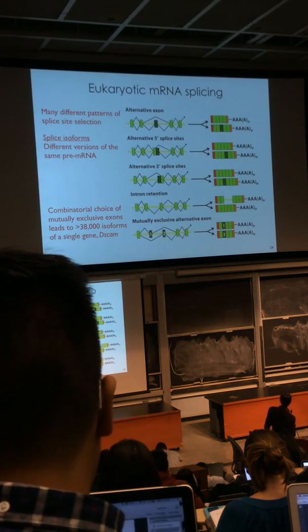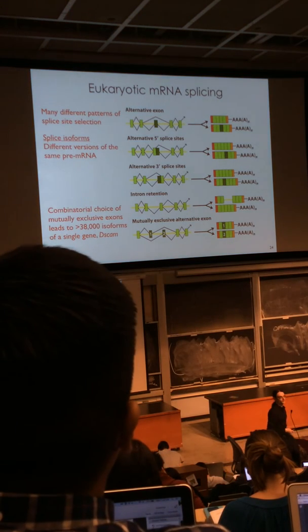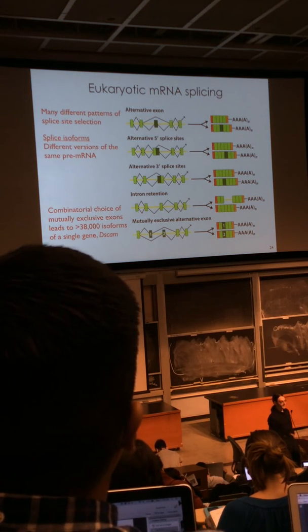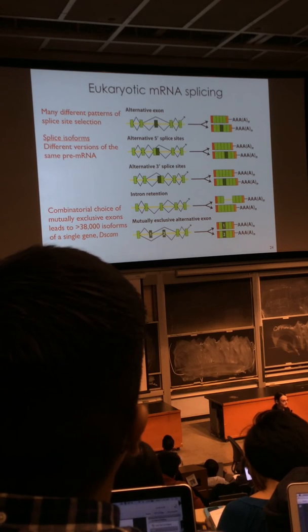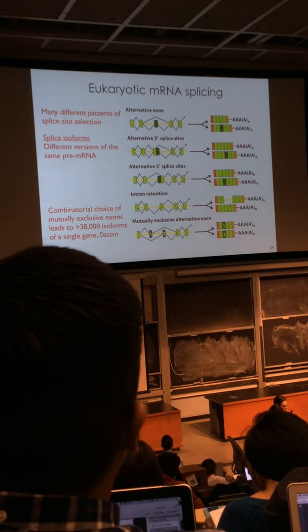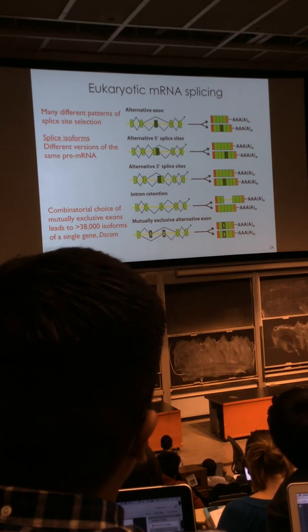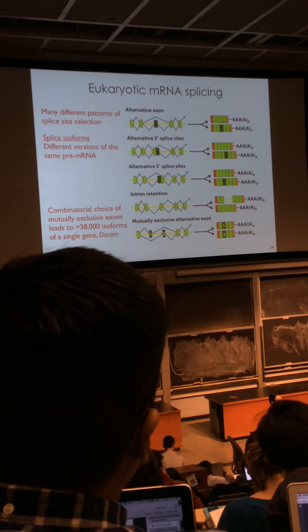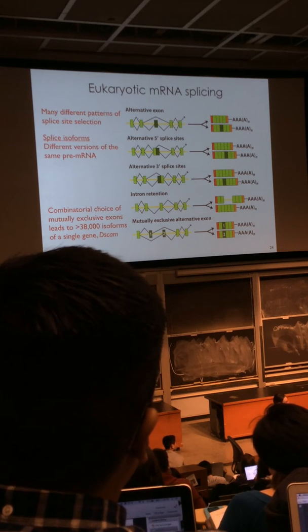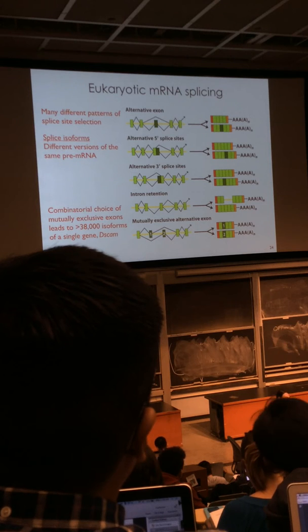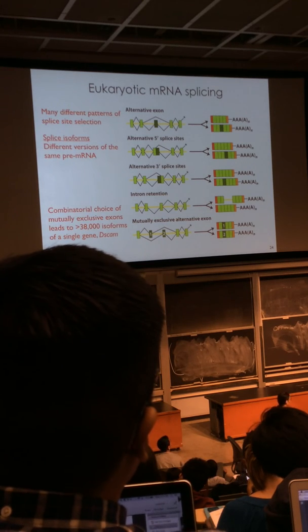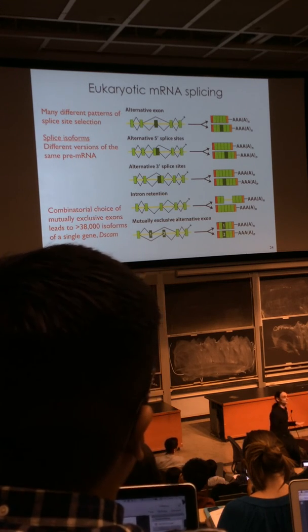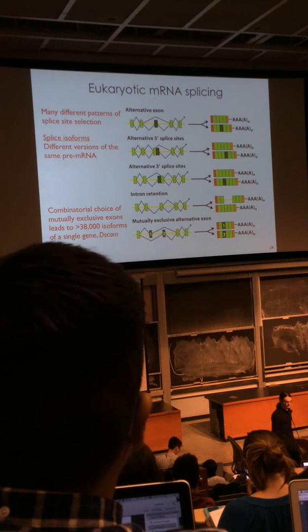And then there are cases where you can have mutually exclusive alternative exons. So you can pick one of n from a set of exons. And there's a particularly famous case of this in a Drosophila protein called DSCAM, where the combinatorial choice of, say, 1 of 50 from a few different exons actually leads to over 38,000 different splicing isoforms being produced from a single locus. So this can be extremely complex, and it's one important layer of regulation in eukaryotic gene expression.